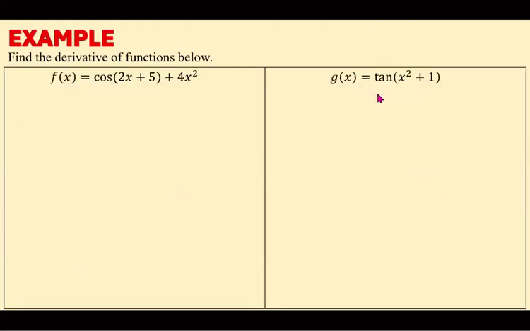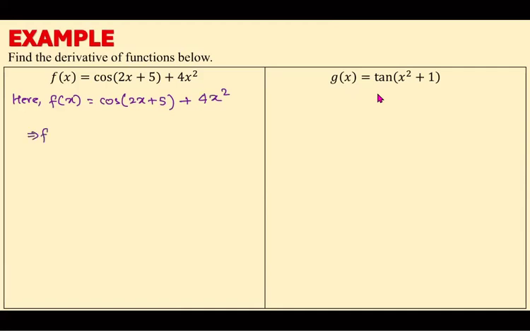Okay, let's move on. Here comes the next one, the combination of trig function and also the algebraic function. So let's see how we can find the derivative. So we have two questions here. We have to find the derivative of those two problems. First one is f of x equal to, let's write it down. Here our function is f of x equal to cosine 2x plus 5, then plus 4x squared.